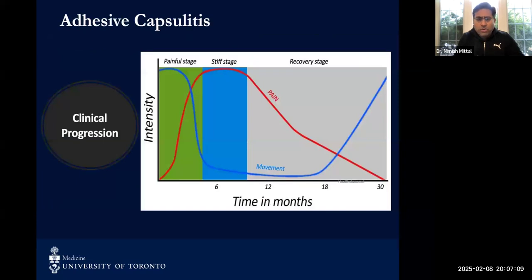First, we'll start with frozen shoulder or adhesive capsulitis. We know this is a disorder which causes a synovial inflammation around the glenohumeral joint that results in range of motion deficits and chronic pain.